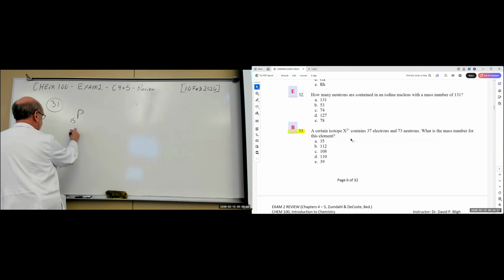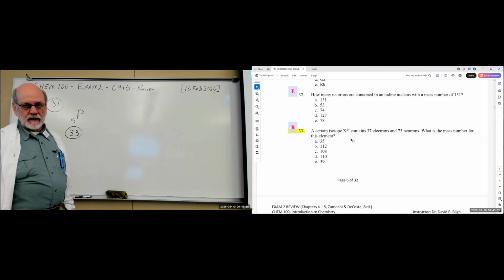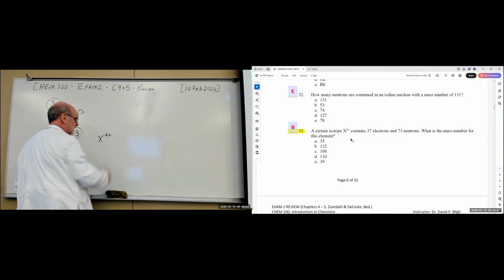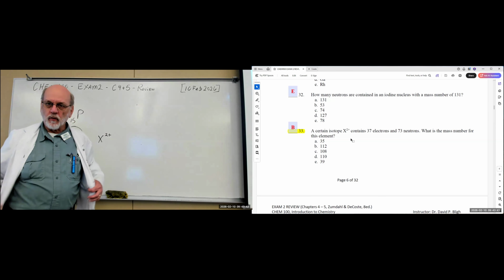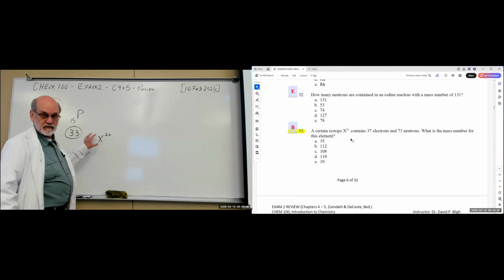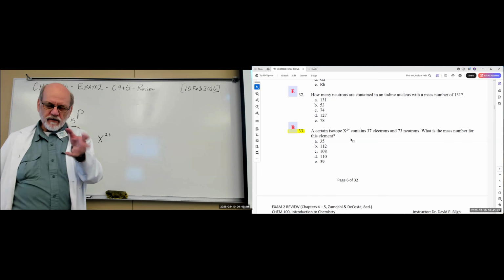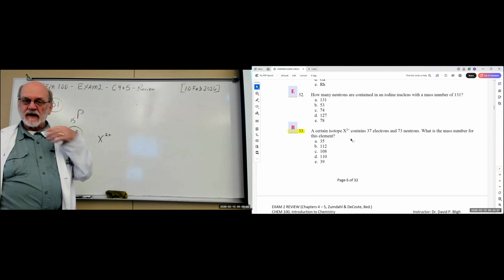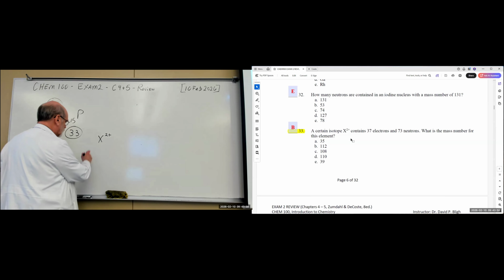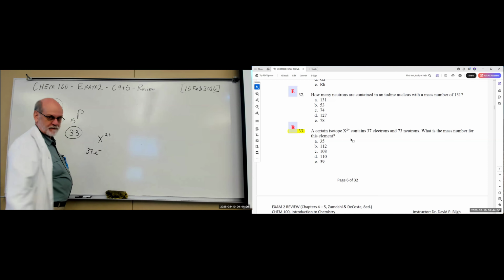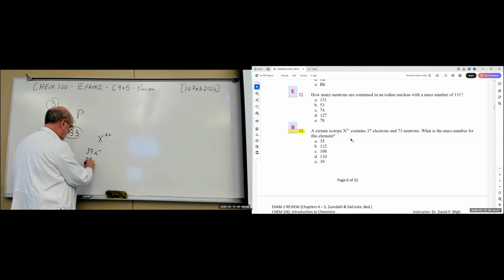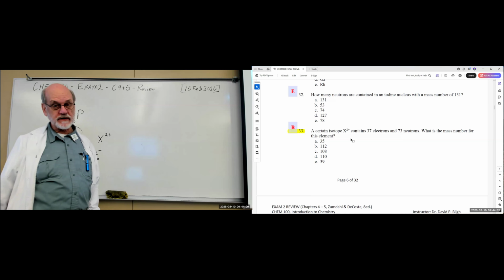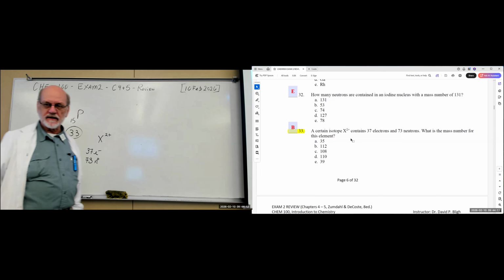33. A certain isotope, X with a 2+ charge, okay? And notice that when I read these word problems, I extract information from them so that the wording of the problem doesn't confuse me. What am I given? This one has 37 electrons and it has 73 neutrons. Okay, we may not need all that information, but there it is. That's what's given. What is the mass number for this element?